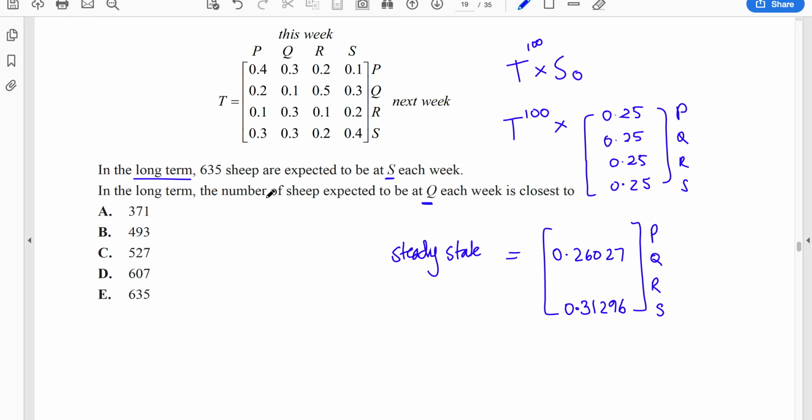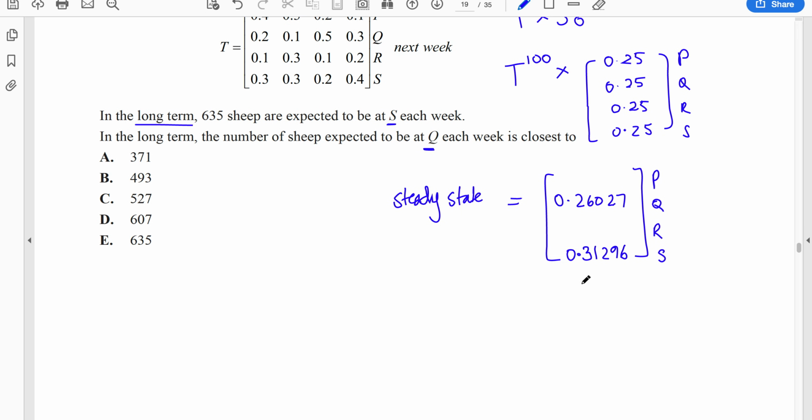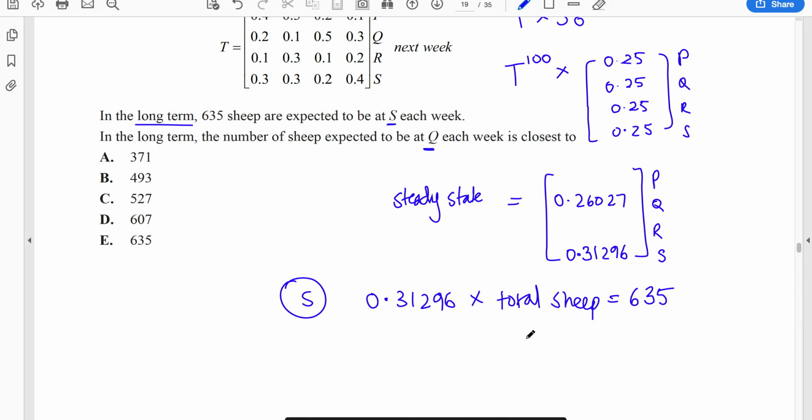Now we want to know the number of sheep that will end up at Q. So we don't want just the percentage, we want the actual value. What we know is that 0.31296, so this is for S, location X, multiplied by the total sheep gives us 635, because that's what we were told up there, that there were 635 of them. So that means that we can solve for total sheep and we get, to the nearest whole number, 2,029 sheep.